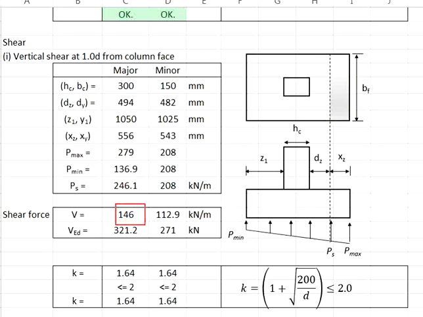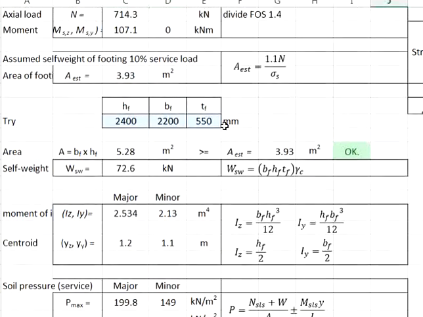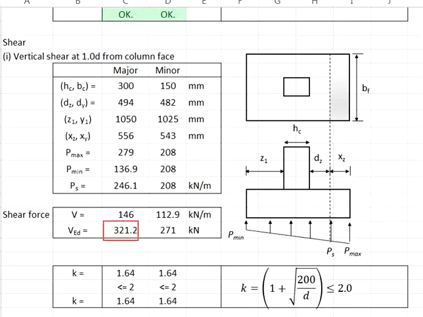Take this plane shear force and multiply it by the width of the pad footing, which is 2.2 meters. That gives you a total shear force equal to 321.2 kilonewton. You will do the same for the minor axis. Since in this case there is no moment in the minor axis, you will assume that the stress is equally distributed.